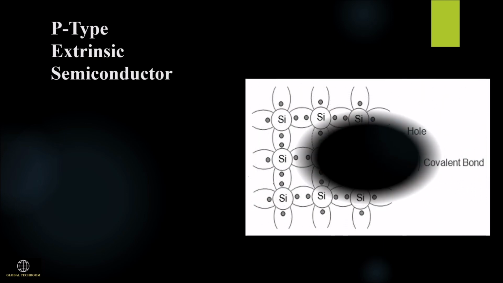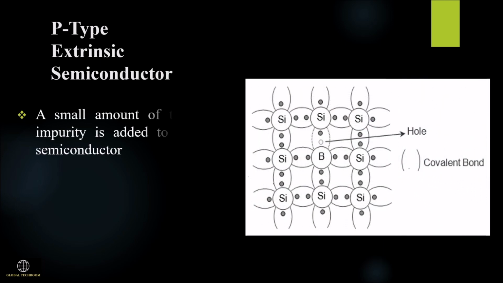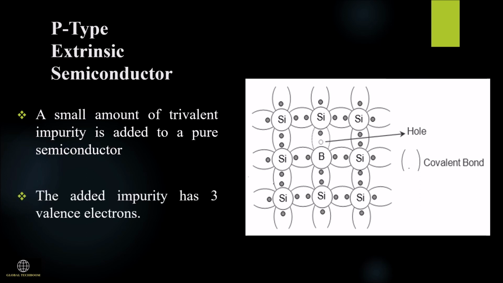P-type extrinsic semiconductor. When a small amount of trivalent impurity is added to a pure semiconductor, it gives the P-type extrinsic semiconductor. The added impurity has 3 valence electrons. For example, if a boron atom is added to a silicon atom, the 3 valence electrons get attached to the silicon atoms to form 3 covalent bonds, while 1 electron in silicon remains without forming any bond. As there is no electron in boron remaining to form a covalent bond, the space is considered as a hole as shown in the above figure.